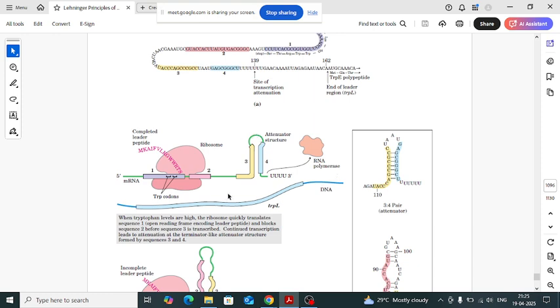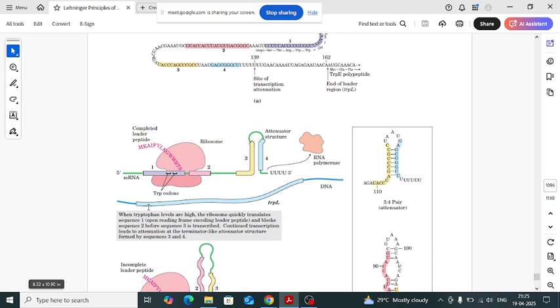But in this case, when 3 and 4 are making this hairpin loop, then RNA polymerase will be dissociated, right? So the TRPL mRNA will be there, TRPL peptide will be there, but after that RNA polymerase will be dissociated. So the downstream genes TRPE-DCBA will not be transcribed, right? So it will inhibit the transcription of the operon system, right?